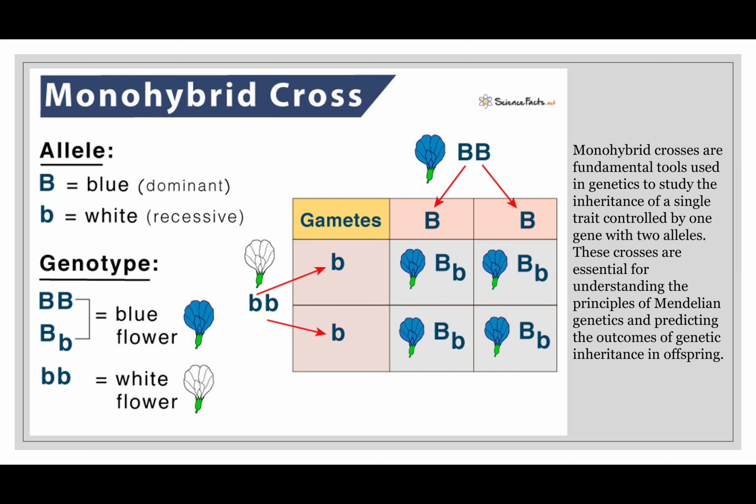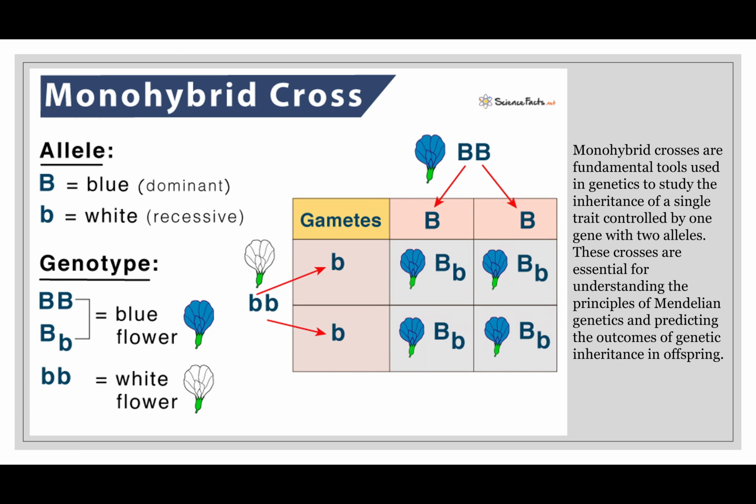So here's our typical monohybrid cross that we've seen in CSEC, where we have our different alleles, and we present our genotypes, and then we mix based on this. So we know how to draw a Punnett square like this. Here's a Punnett square cross, so that's a bit better. Monohybrid crosses are fundamental tools used in genetics to study the inheritance of a single trait controlled by one gene with two alleles. These crosses are essential for understanding the principles of Mendelian genetics and predicting the outcomes of genetic inheritance in offspring. So this is what we're looking at.